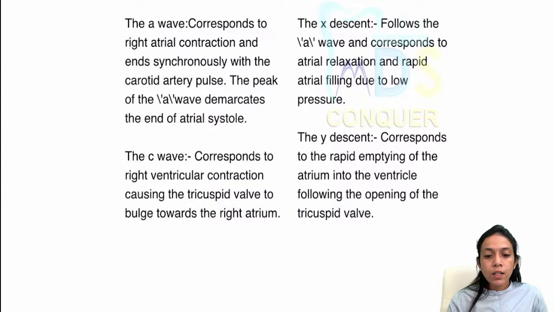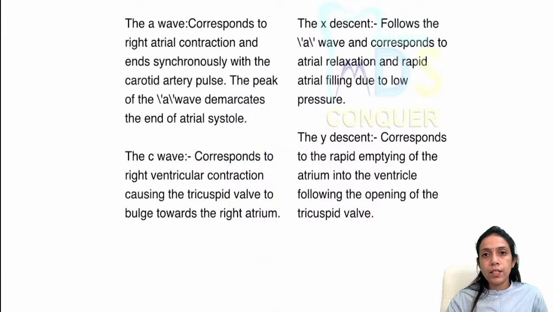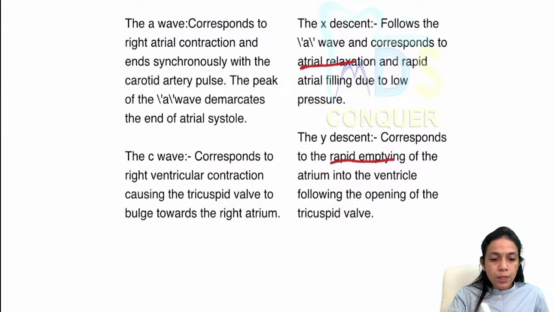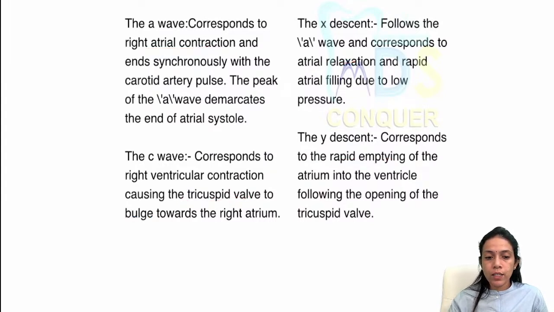The Y descent corresponds to the rapid emptying. Okay, so as you can see here, Y descent, atrial emptying, right? X descent is following the A wave and it is showing the atrial relaxation. Y descent, rapid emptying. Okay, C wave, tricuspid valve will bulge, and A wave, atrial contraction. So all these are very important points with respect to the waves in our jugular venous pressure. Okay, yes. Now next question.